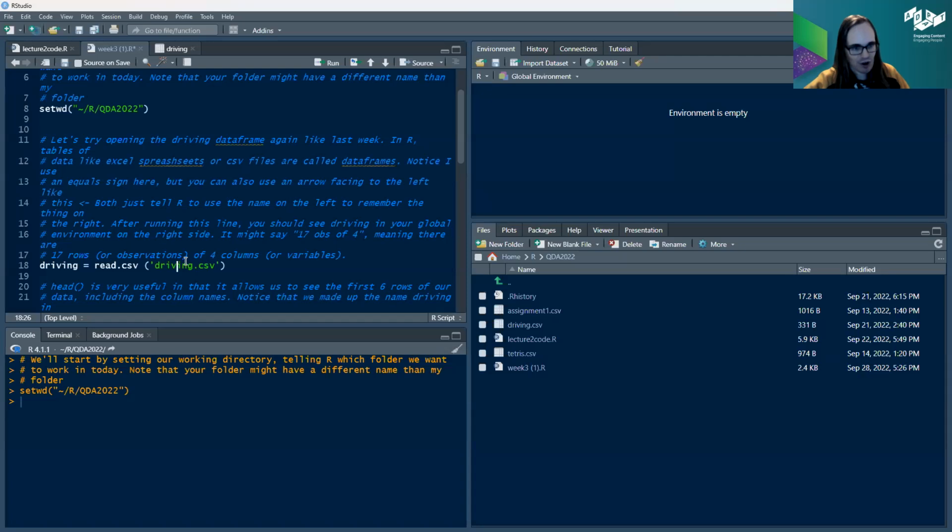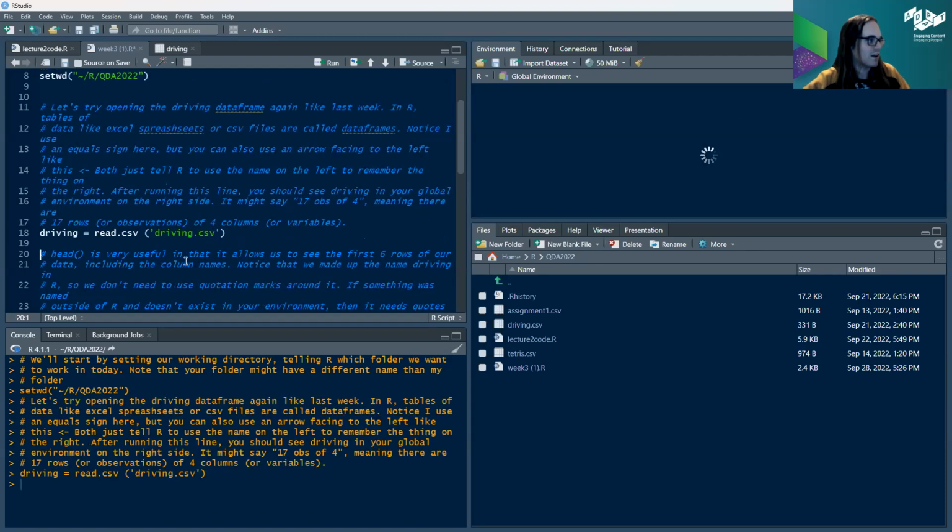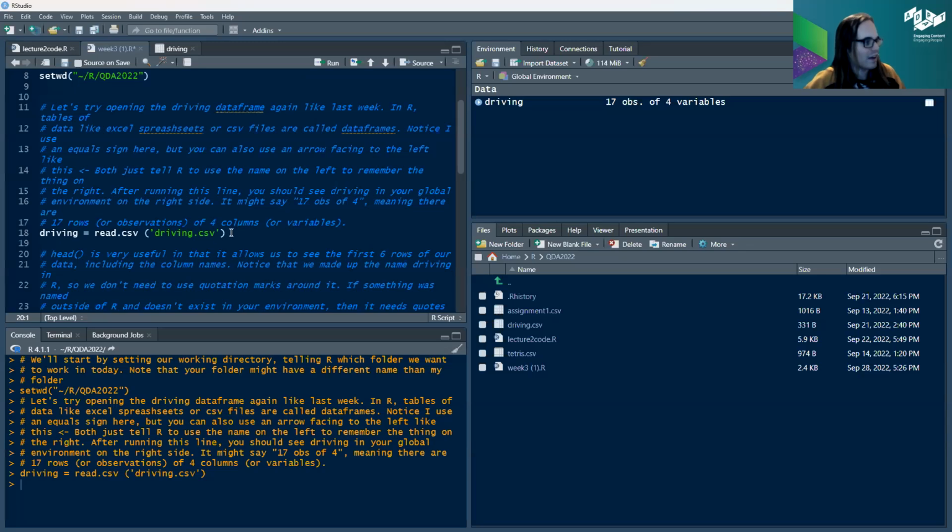So I run this line of code. For me, I'm hitting Control Enter. If you're on a Mac, it's Command Enter. You can also just click, but I hit Command Enter or Control Enter on that line. That tells R to run that line of code.